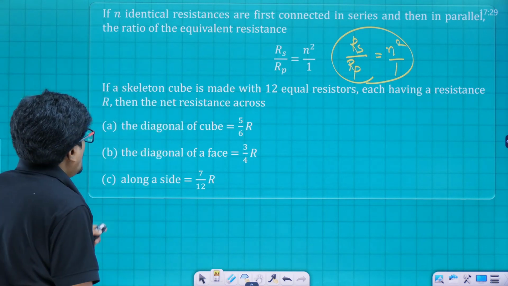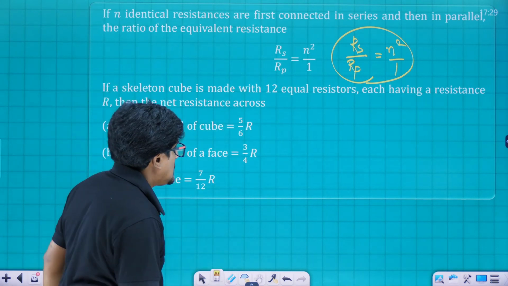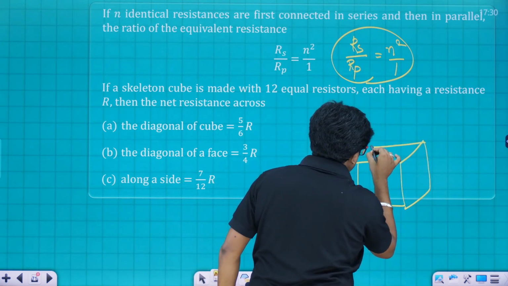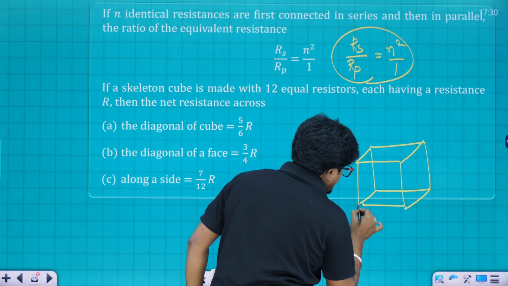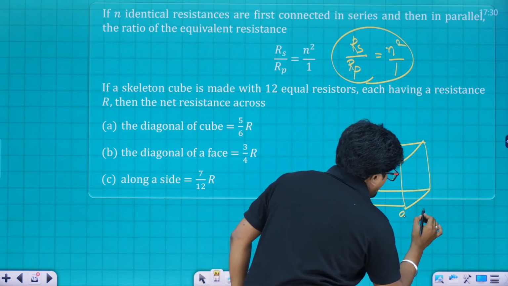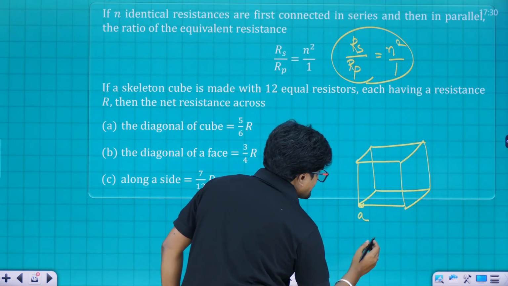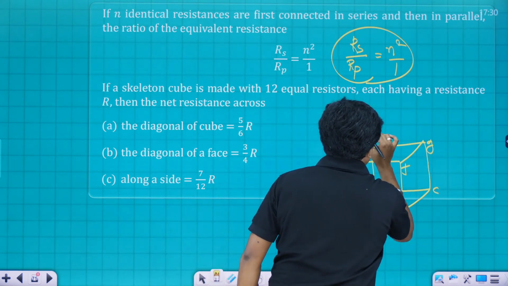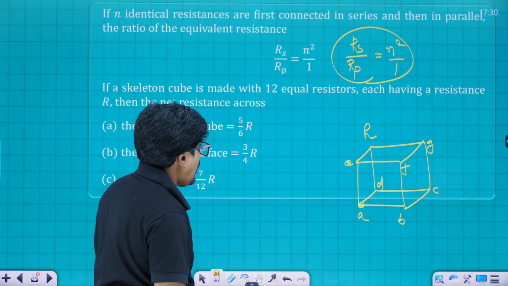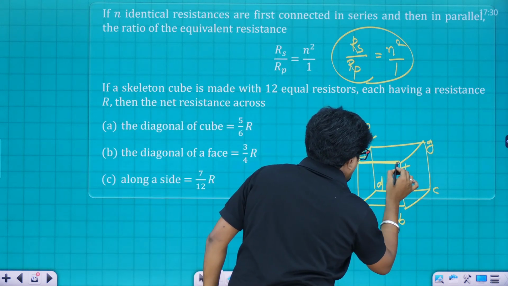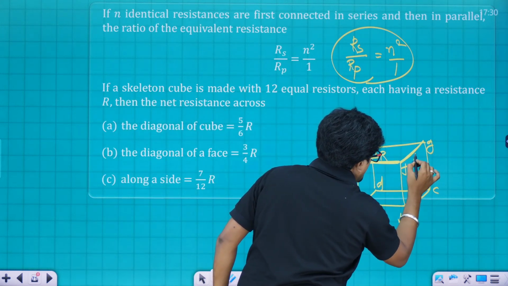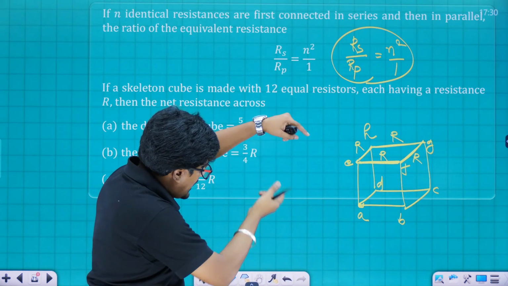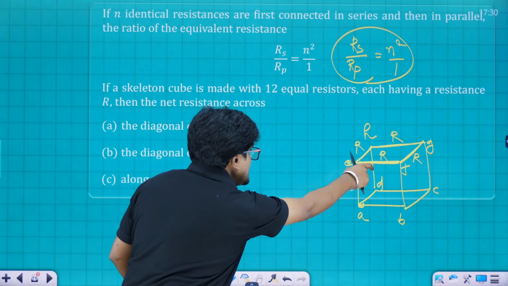All right, now this is again something very important. What I'm going to have here is, let me consider an arrangement like this, a cube, and let me name the vertices A, B, C, D, E, F, G, H. All right, all edges are of resistance capital R each. Okay, fine. In this way, all the edges are of resistance capital R.